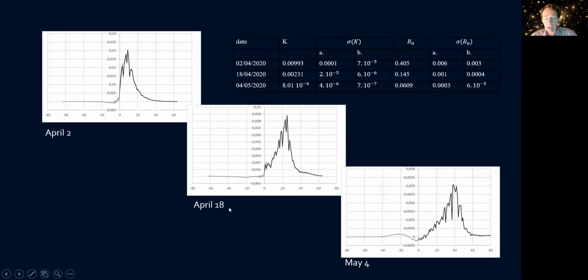And on April 18, that was already past the peak in the Netherlands, you see that this peak has also shifted back in time, and also the vertical axis is rather lower. So you get that this transfer function is decreasing with time as well. The infections are decreasing because of lockdowns, social distancing, and lots of other measures. And then on May the 4th, it's lower still.